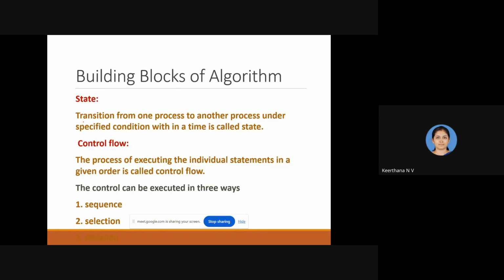The next one is control flow. In control flow, the first one is sequence, the second one is selection, and the third one is iteration. These are the three types of control structures. For these three control structures, I will explain in the further slides how you are going to write an algorithm.